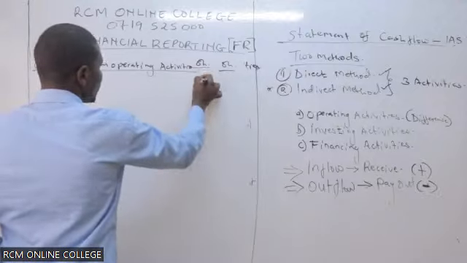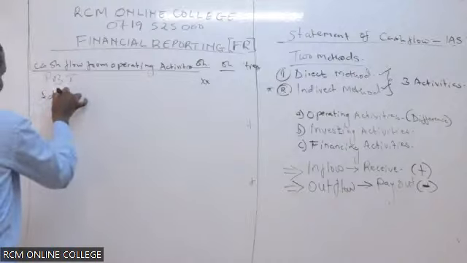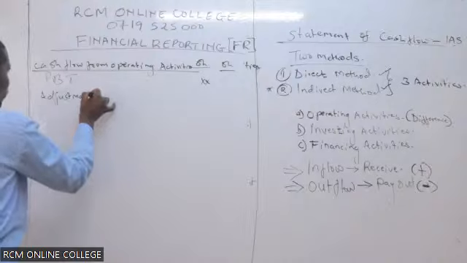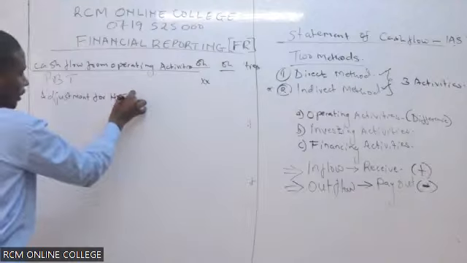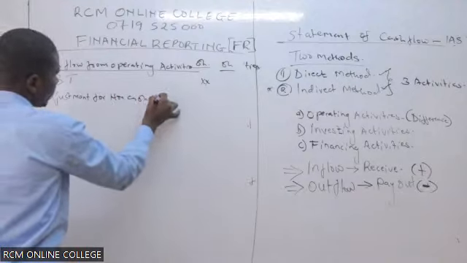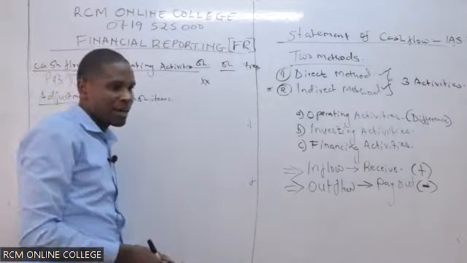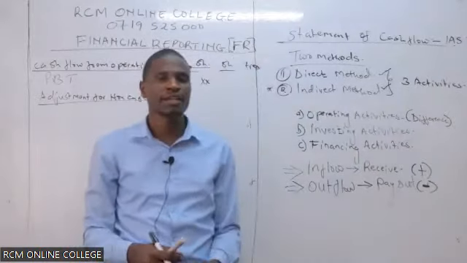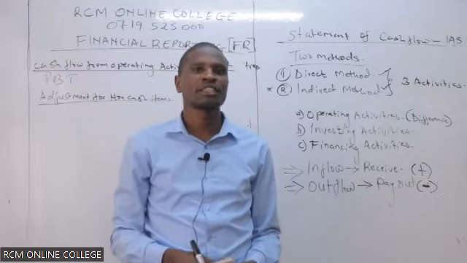You can record it in the first column. Then you make adjustments for items that we call non-cash items. I hope now my video is okay. It's easy to know some of these non-cash items and why we refer to them as non-cash items. An item like depreciation is known as a non-cash item.